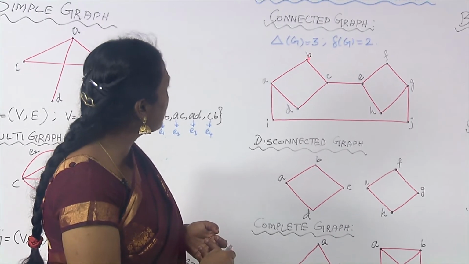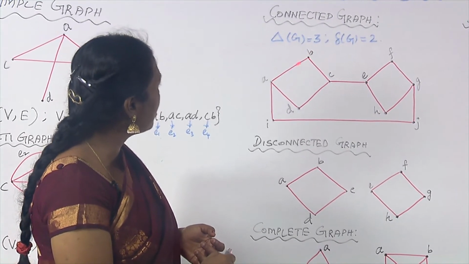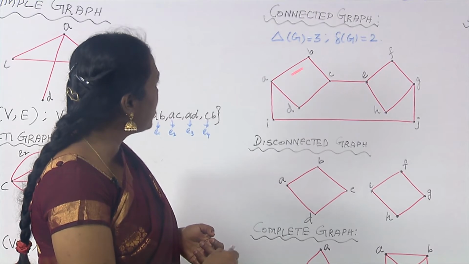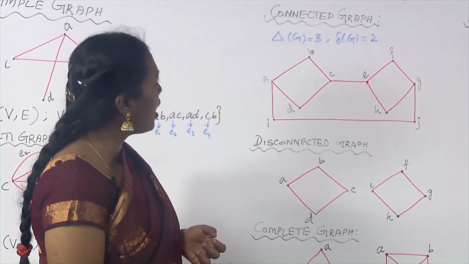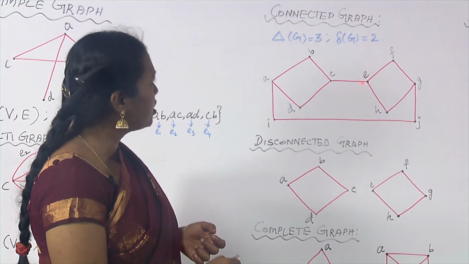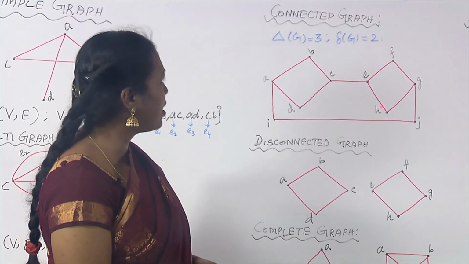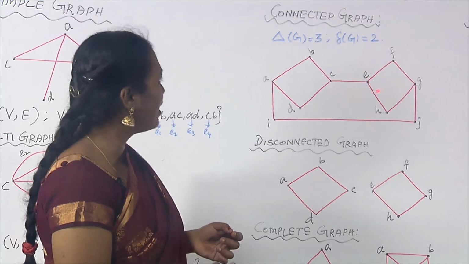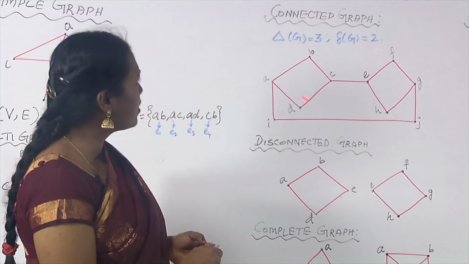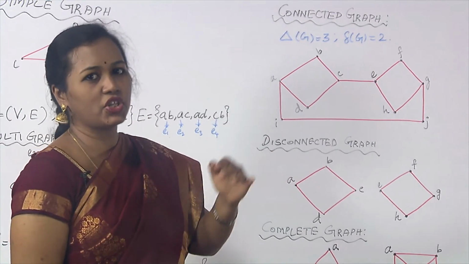So, here you can see B has degree 2 because there are two edges here, AB is one edge, BC is one edge. But when you look at E, you have CE as one edge, EF as one edge and EH as one edge. So, the degree of E is 3. This is how you calculate the degree of a vertex. The degree is the number of edges impinging on it.